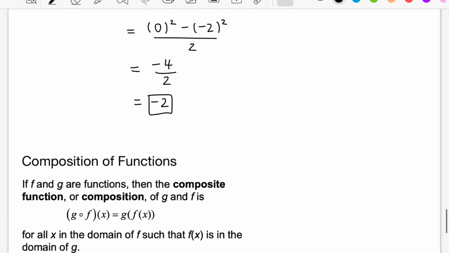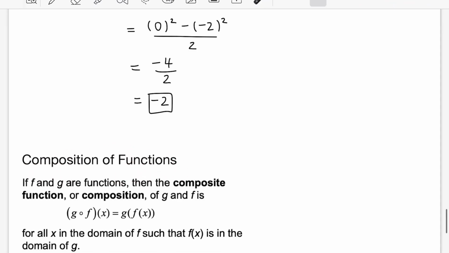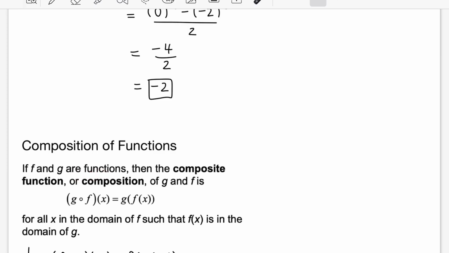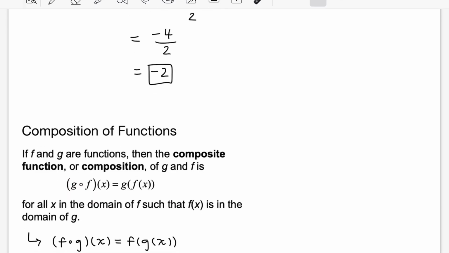And the last thing we'll look at in this section is composition of functions. So if we have functions f and g, then the composite function, or composition of g and f, is given by this here. Similarly, the composition of f and g, so if these guys were switched, would be given by this here. Essentially, we're just plugging a function into another function. So here, our function g will be evaluated at our function f, and in this case, our function f will be evaluated at our function g.